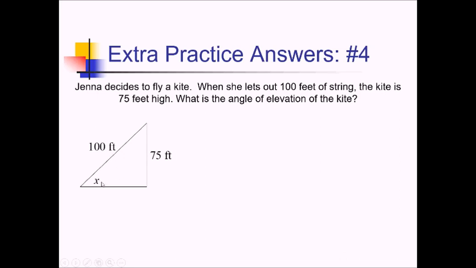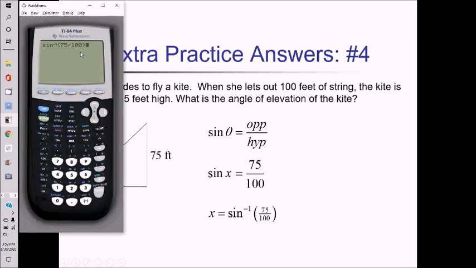To find this, we notice that we have the side across from the angle, so the opposite side, as well as the hypotenuse. So that's the SO part of SOHCAHTOA. Sine of theta equals opposite over hypotenuse. So we can write sine of x equals my opposite side of 75 over my hypotenuse of 100. And to get the angle, now we need sine inverse of 75 over 100. Let's use the calculator for that part. So on the calculator, I just do second sine to get that little sine inverse, and then 75 divided by 100 in there gives me about 48.6 degrees.